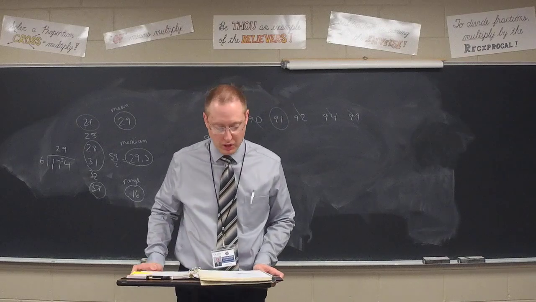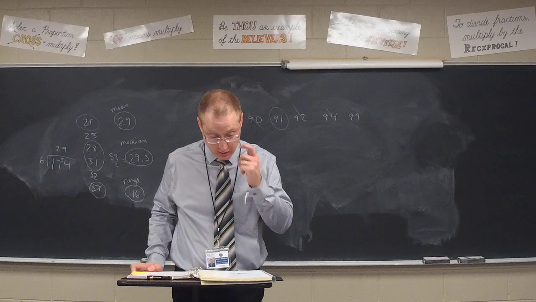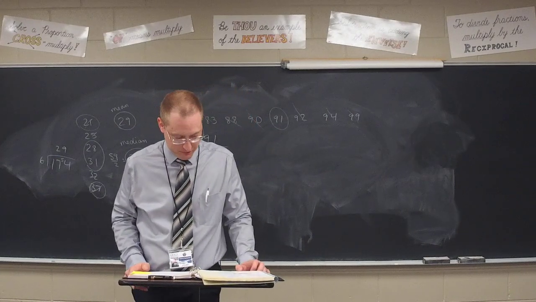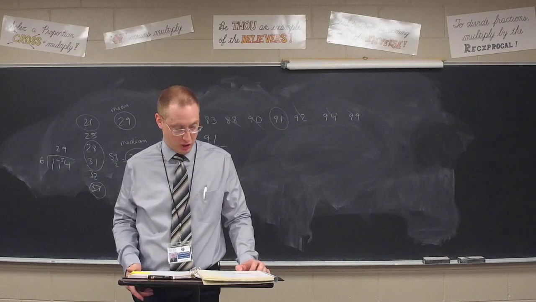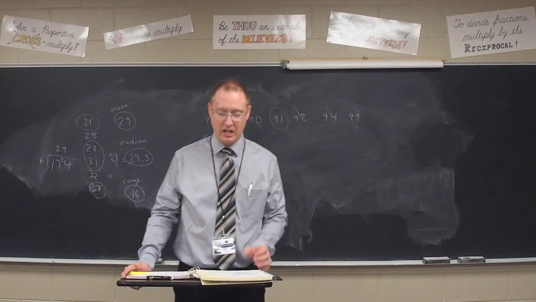What do you get for your mean, Kirsten? 35.5. 35.5. What about the median, Elaine? 35. 35. What about the range, Corey? 11. 11 is correct. Number 6.